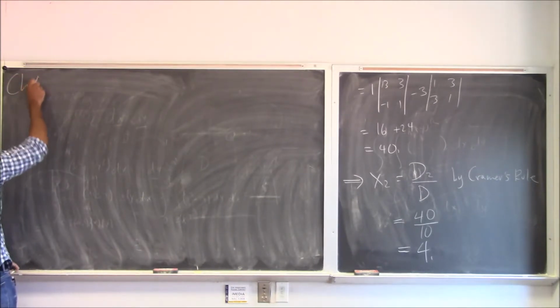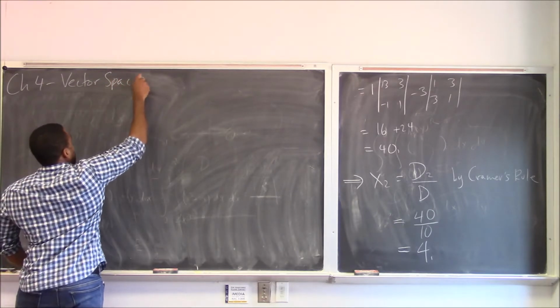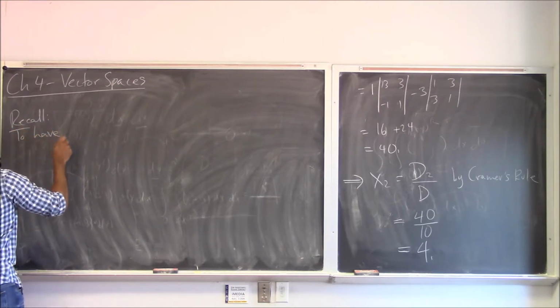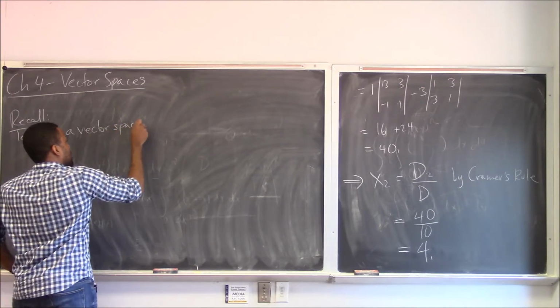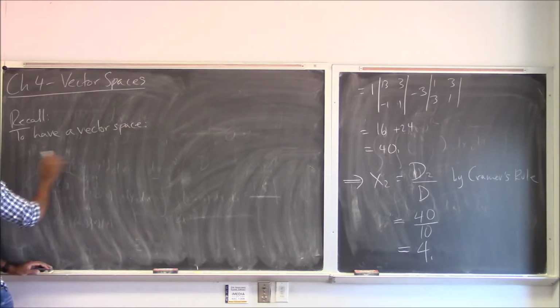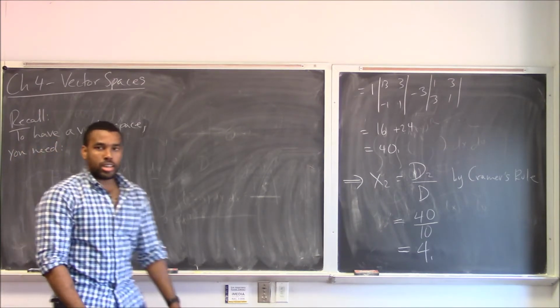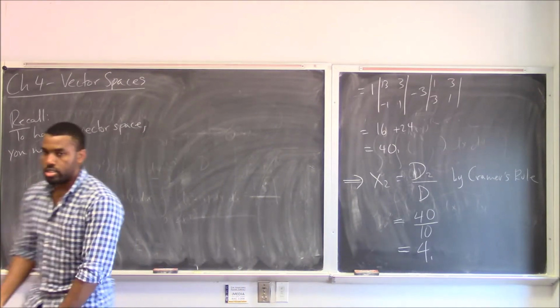Now let's go back to chapter 4. Vector spaces. Tell me what makes up a vector space. How do you know when you have one? You're looking at one. What are the things you need to verify? What are the things you need to check?